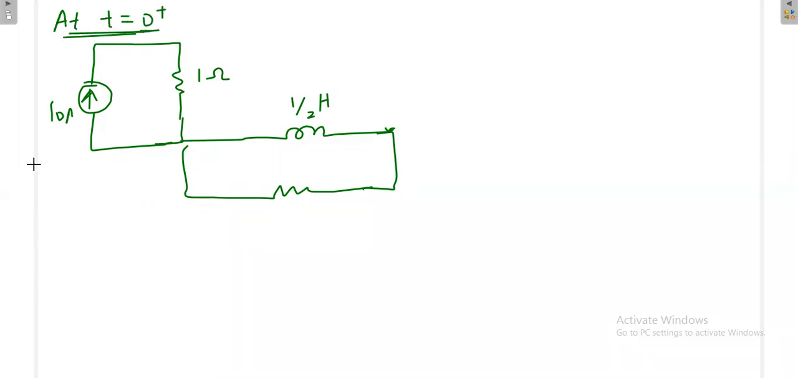Now the circuit will be like this. At t is equal to 0 plus, what would be the current across the inductor? IL 0 plus. But we know one thing, IL 0 plus is equal to IL 0 minus, because current across the inductor cannot change suddenly. That current value is 10 ampere. That means at this stage, this inductor is having initial current with initial energy. The initial current across the inductor is 10 ampere.